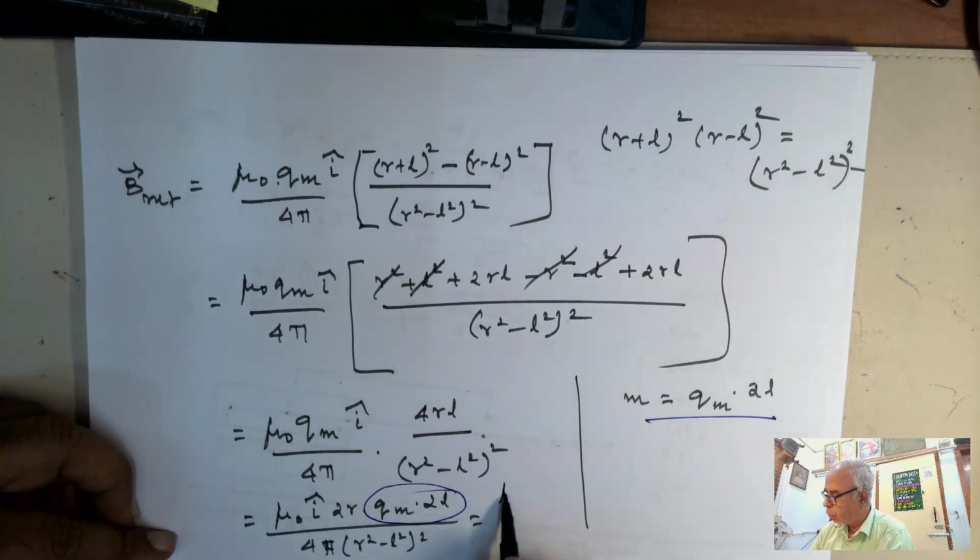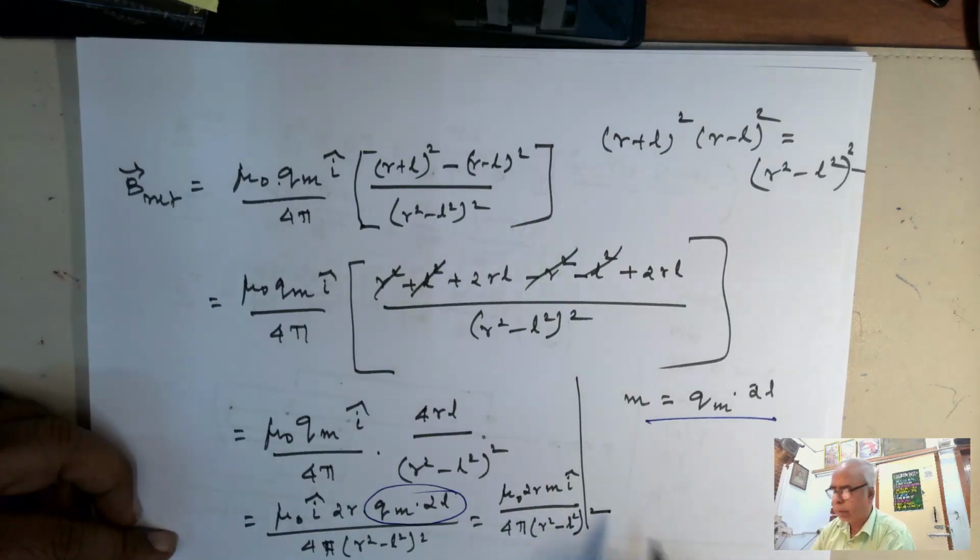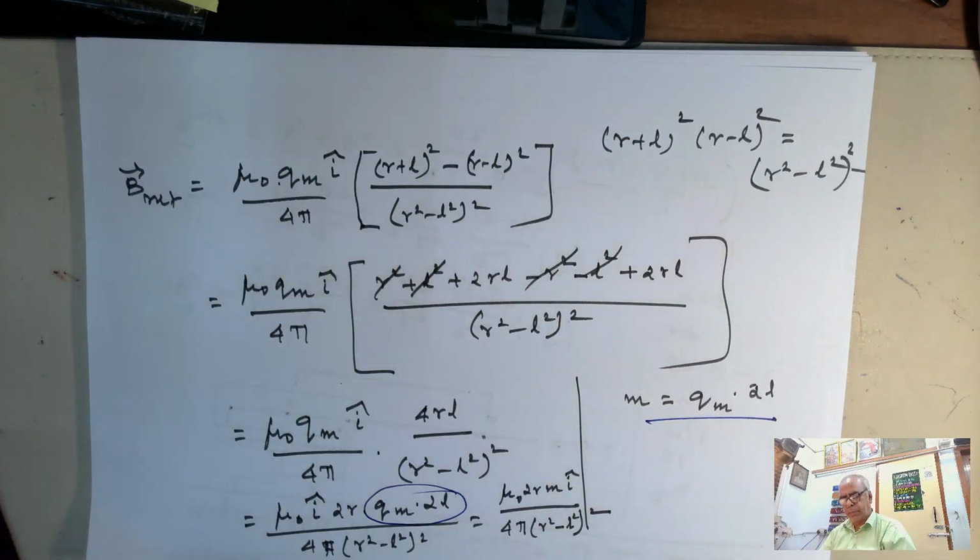Therefore, mu naught 2R magnetic dipole moment into I cap whole divided by 4 pi (R squared minus L squared) the whole square. Okay.